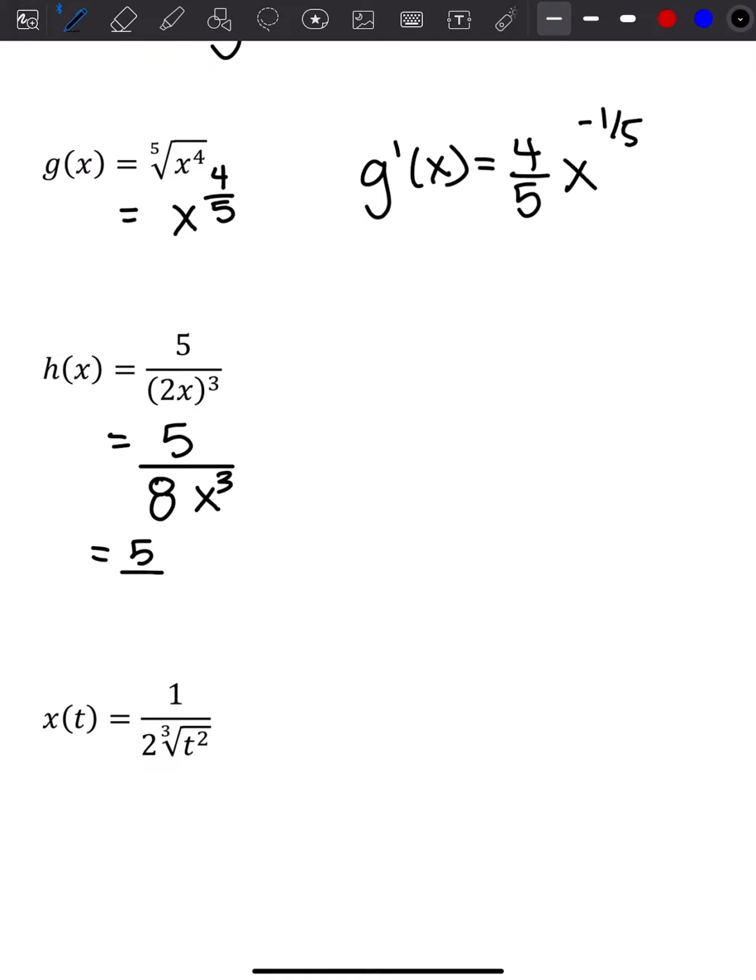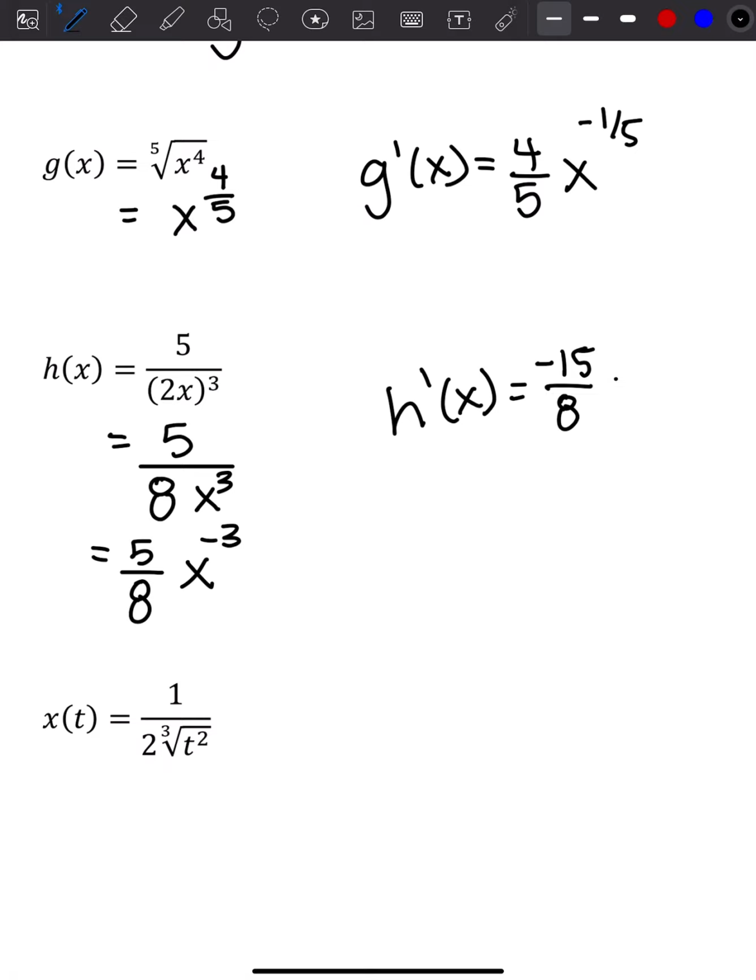So I have 5/8 times x. When I move it out, it is going to be a negative exponent. So we're going to take the derivative of 5/8 x to the -3rd power. So h prime of x is equal to -3 times 5/8. -3 times 5/8 is like saying -3/1 times 5/8.